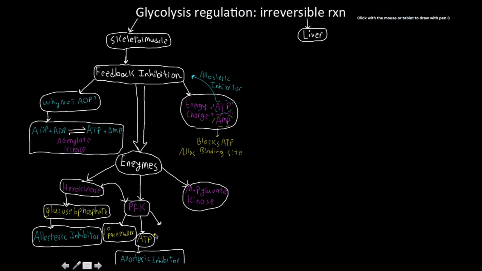And lastly, if you have relatively low pHs, meaning that we're doing a lot of fermentation going on, that will also inactivate phosphofructokinase to slow down the production of acid with a negative feedback loop.